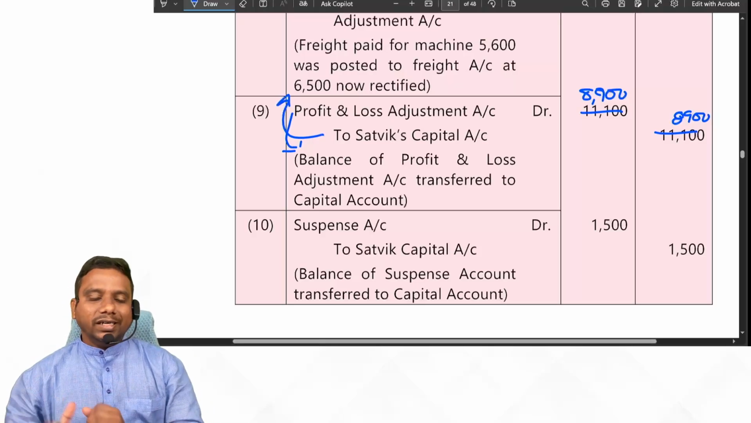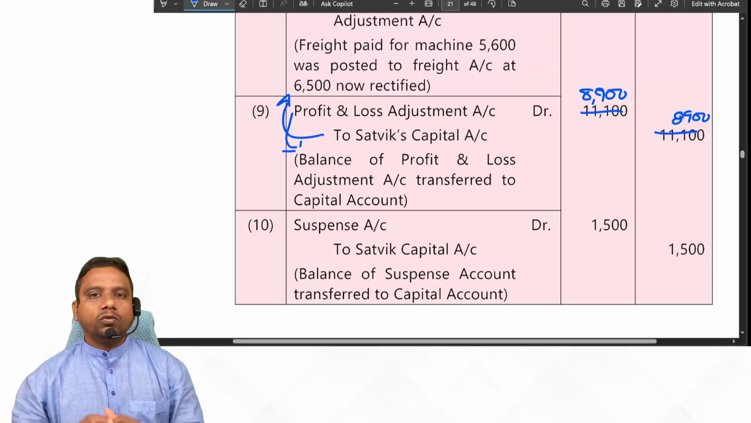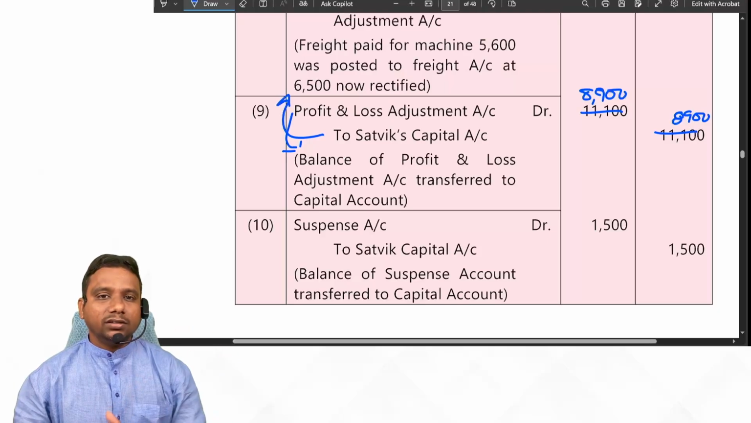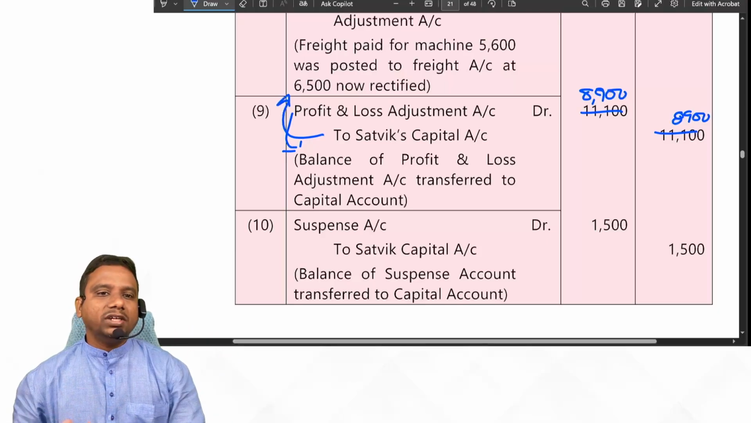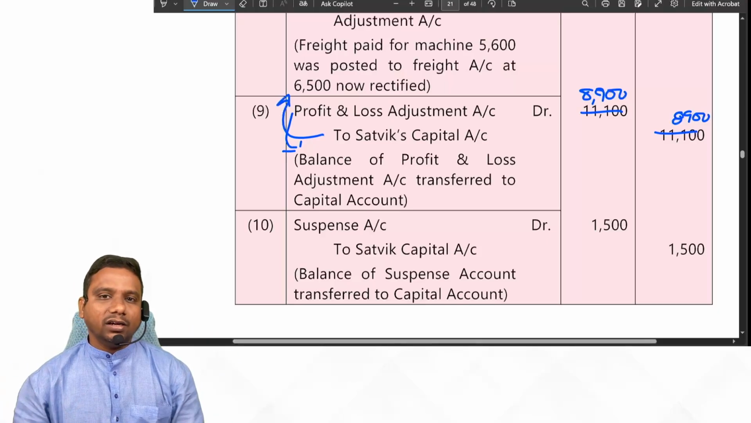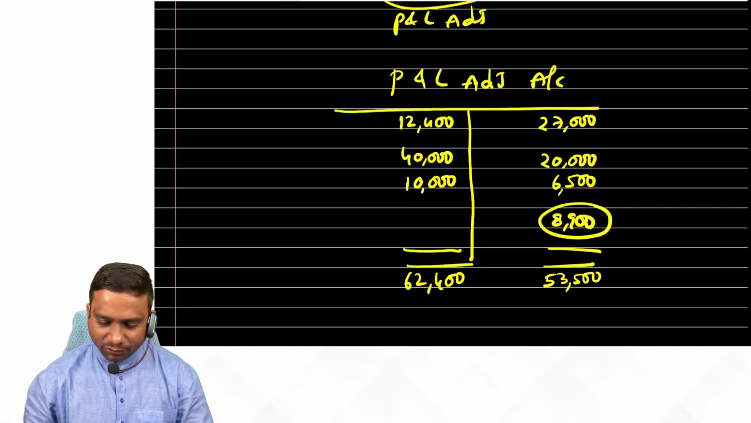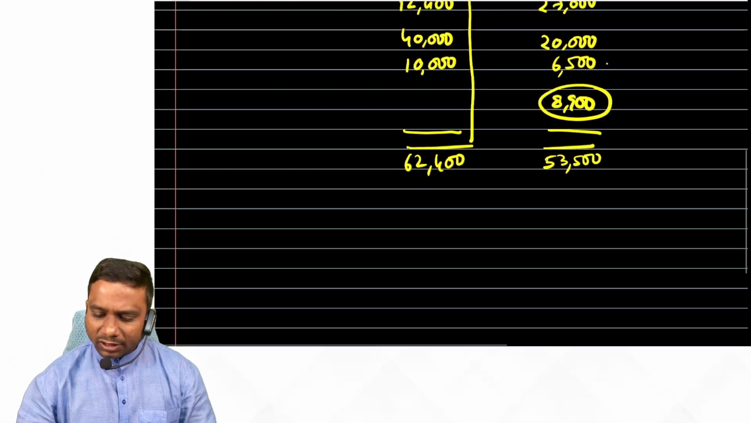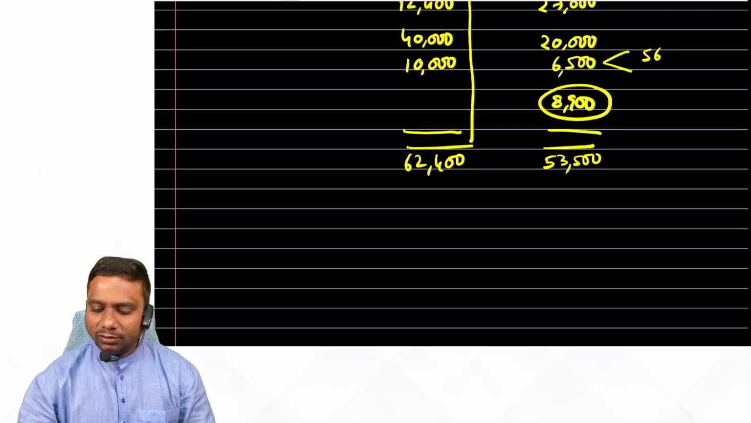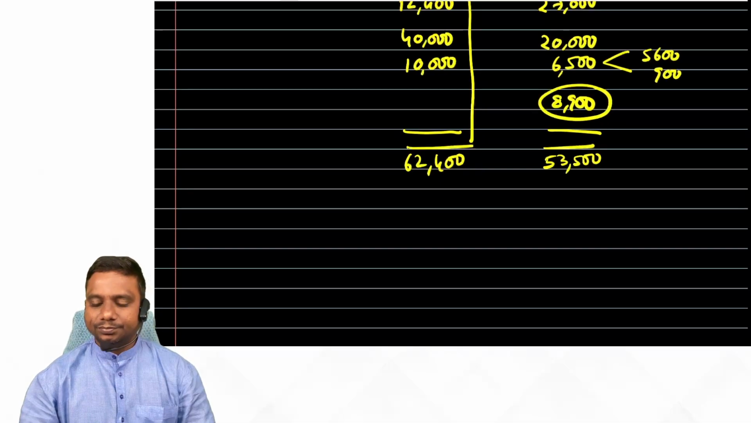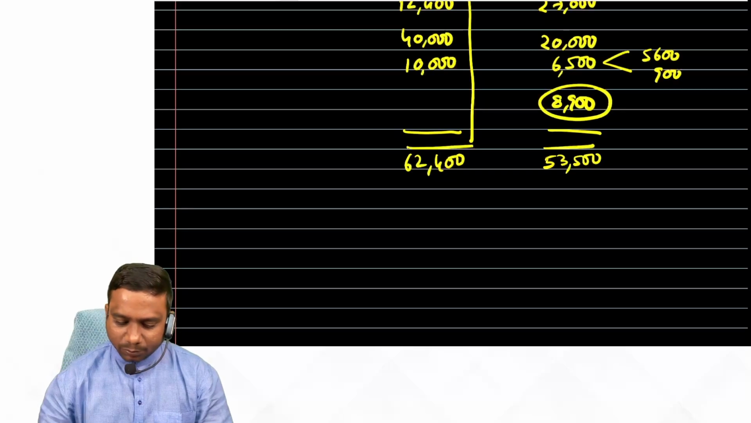So now we credit; this is transferred to the capital account. What is the entry we record? Satvik capital account debit to profit and loss adjustment account 8,900. Make a small correction. Next, we also prepare the suspense account, students. Here actually I have to write the bifurcation, but I have written the total amount. Don't worry. Now look at the suspense account.